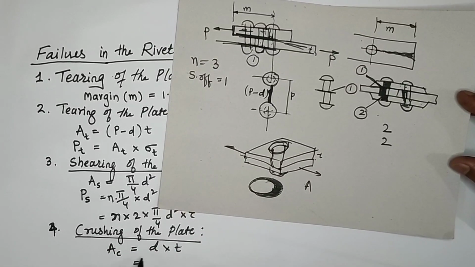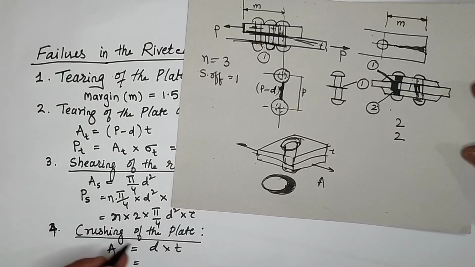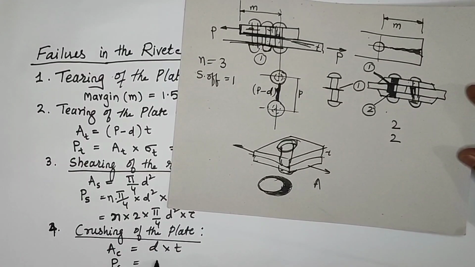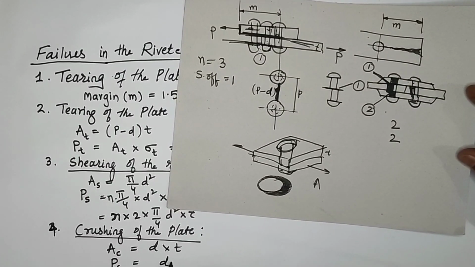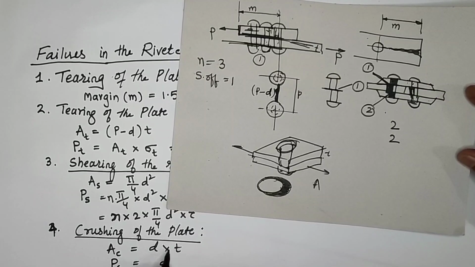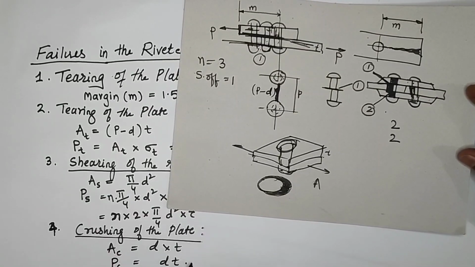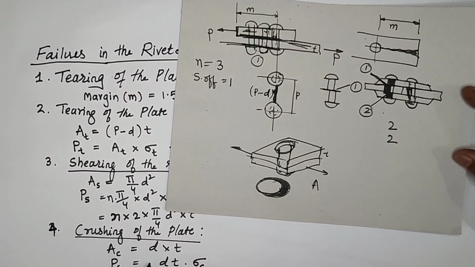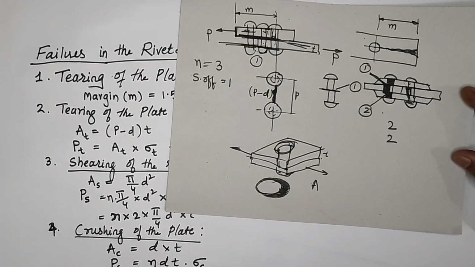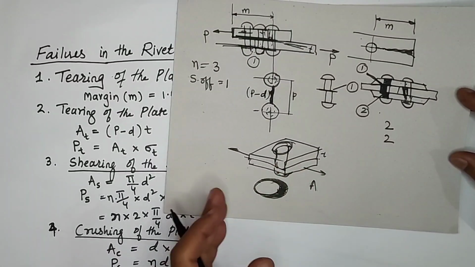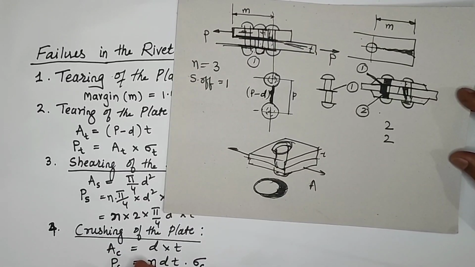So like that, again, the strength in crushing per pitch length is P suffix C. The area, A suffix C, is equal to D into T, and the crushing strength is sigma C. Again I used n, small n, that indicates the number of rivets. Number of rivets may be 1, 2, 3. So you have to use that, where D is again the diameter and T is the thickness.